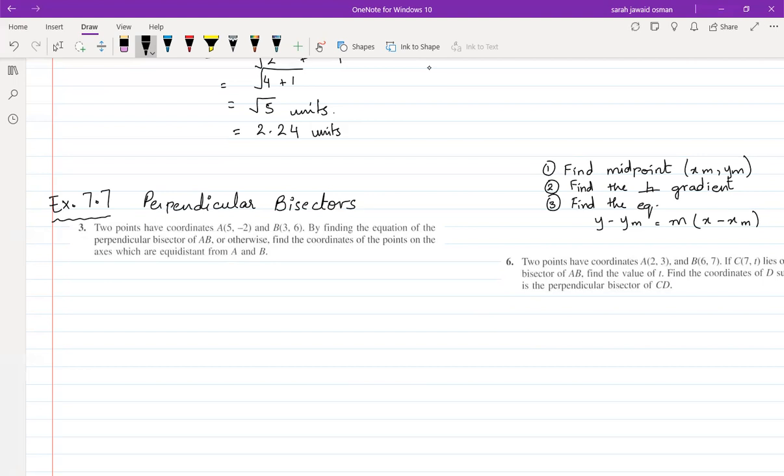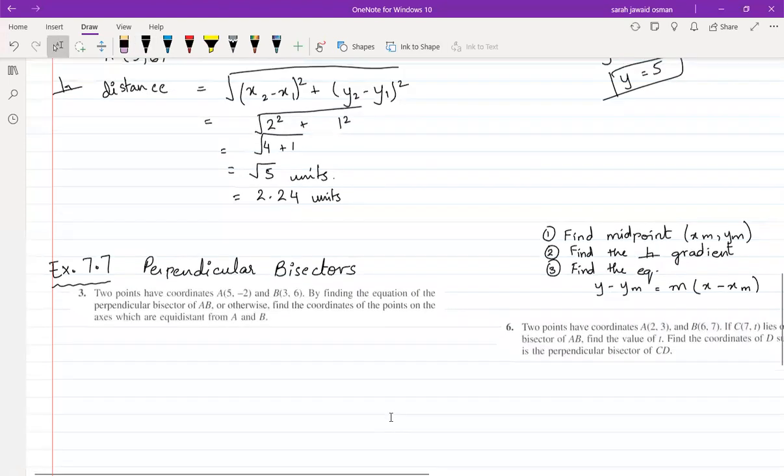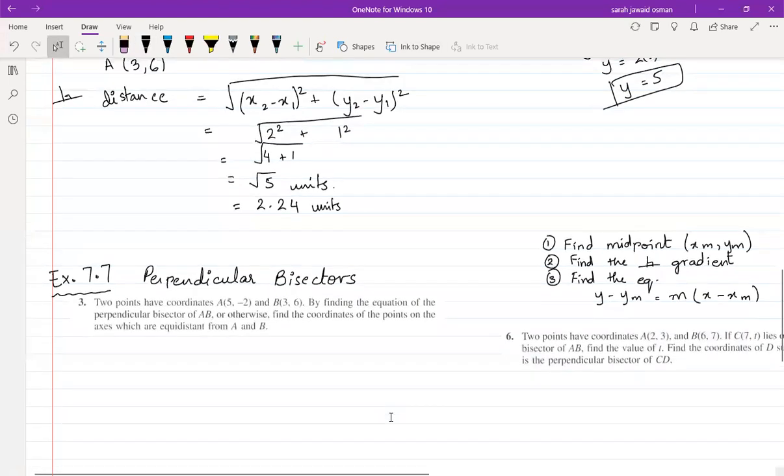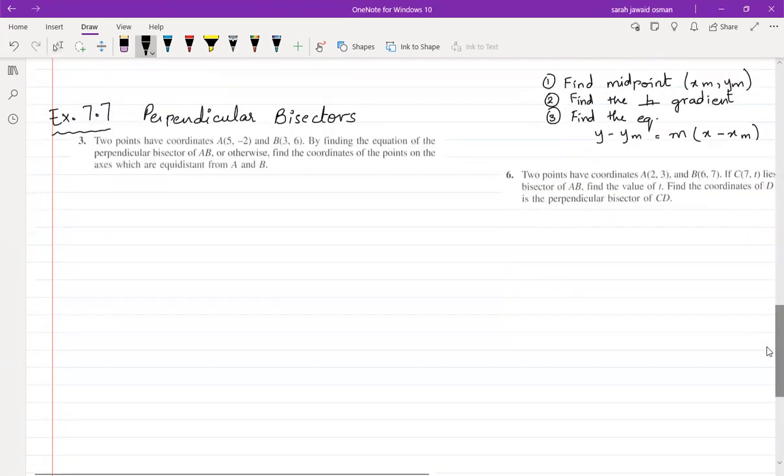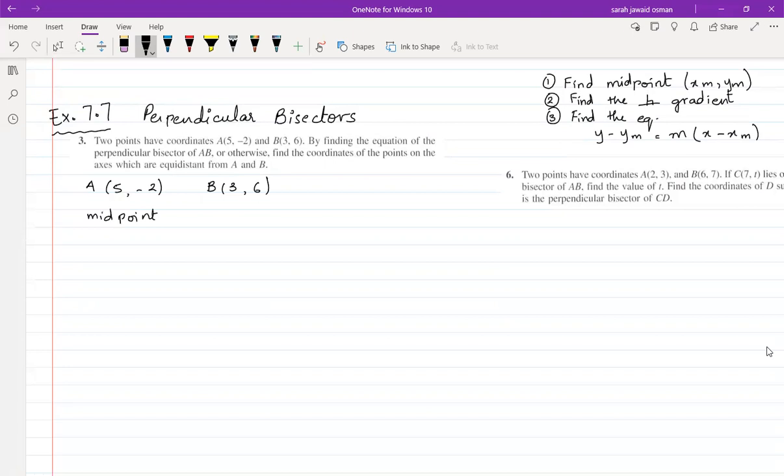Okay, so we have these 2 points here with us, the points A and B. And I'm trying to find the equation of the perpendicular bisector over here. To find it, I need to start by finding the midpoint of the points AB. Point A is (5, -2), and point B is (3, 6). So I'm going to start by finding the midpoint of AB.